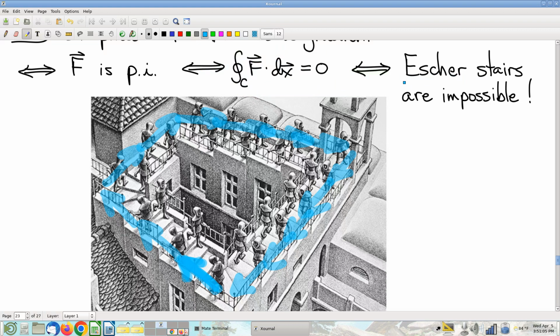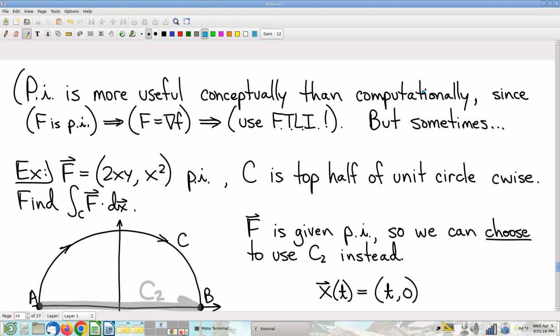Okay. If you're looking for something interesting to look at, just Google MC Escher. A lot of images come right up. It's great stuff. Okay, moving along.